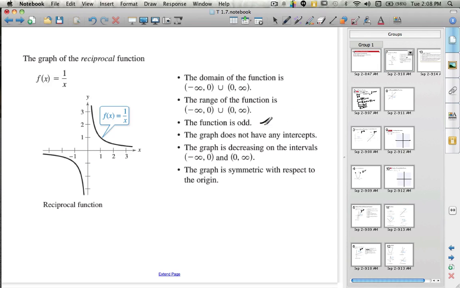The function is an odd function. It's symmetrical around the origin. It does not have any intercepts. It never hits the axes at all. And it's decreasing, right, in each of the different intervals. It's symmetrical with respect to the origin.